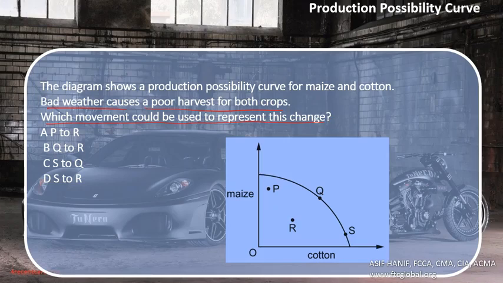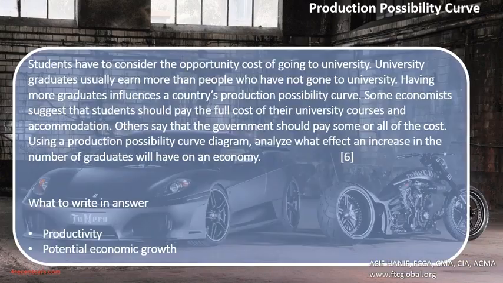Not P to R, since we were at the production possibility curve, and the production possibility curve stays the same because it is just bad weather, nothing else. Productive resources are still there. So moving inwards, the new position of Q would be R. Less cotton and less maize. So that makes Q to R the correct option.